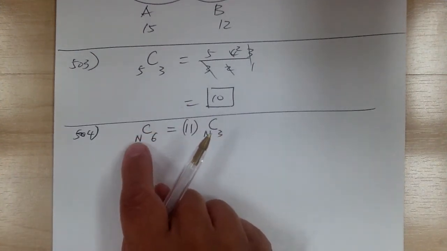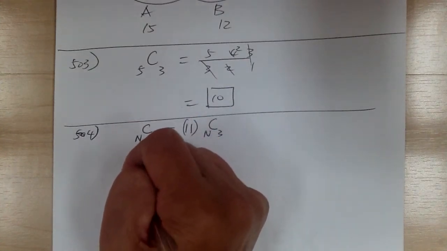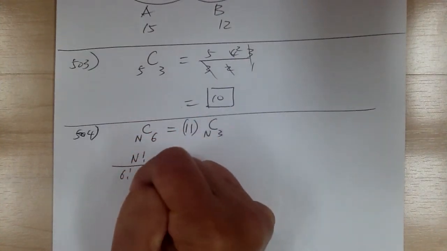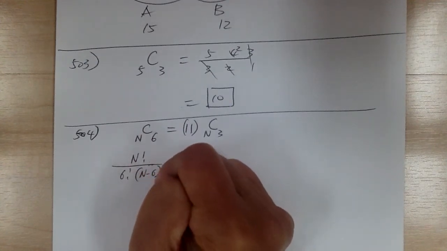So nC6 will equal n factorial over 6 factorial times (n minus 6) factorial.